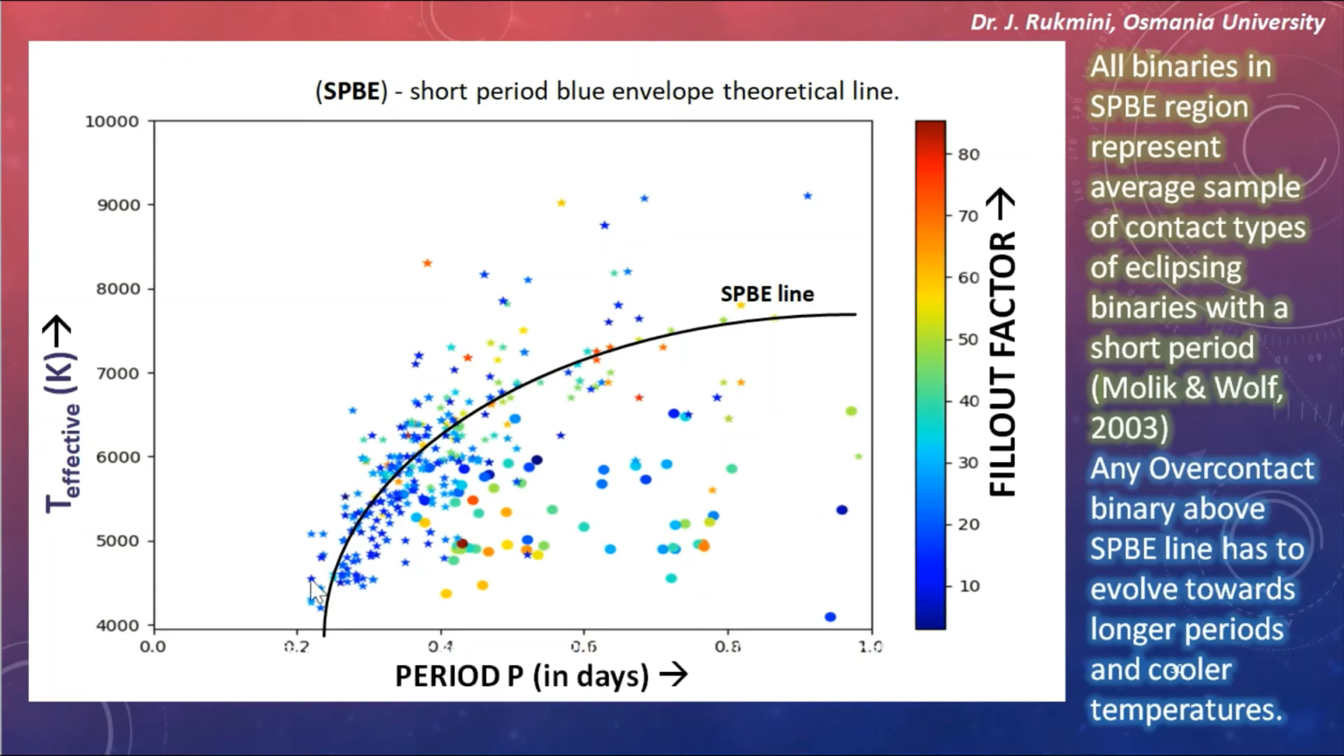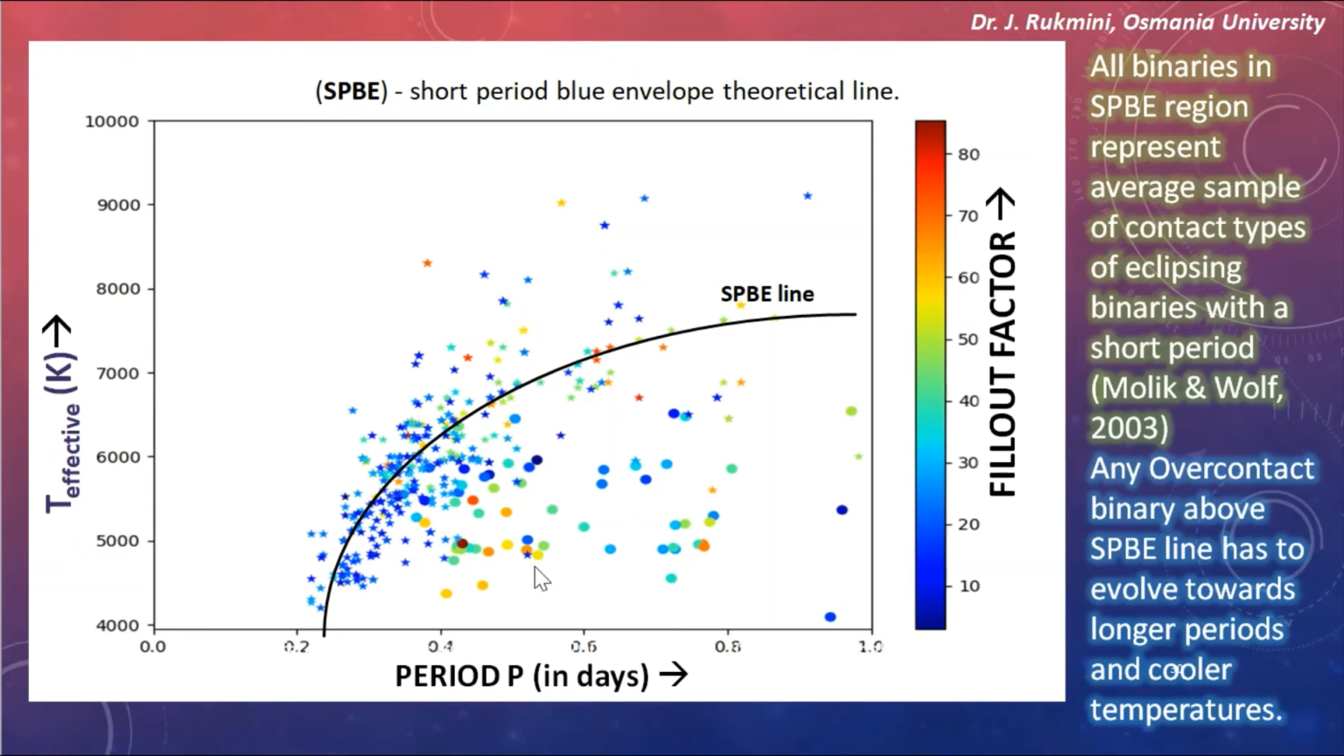So there is a curve defined here, the thick black line, which is also called the SPBE line, the short period blue envelope theoretical line. Most of the sample stars from the database actually fall onto the SPBE line, which represents an average sample of contact binaries with the shorter periods in their young evolutionary stages. So any overcontact binary above this line has to evolve towards longer periods and cooler temperatures, theoretically.